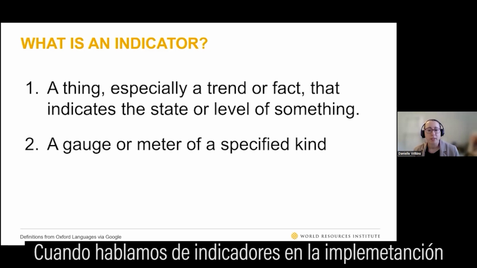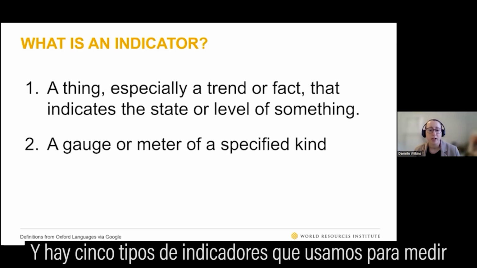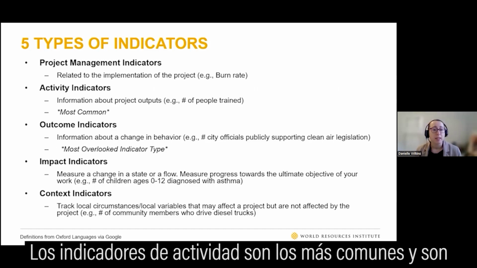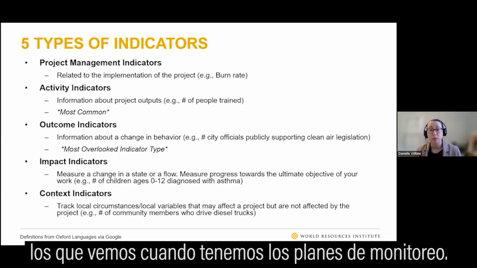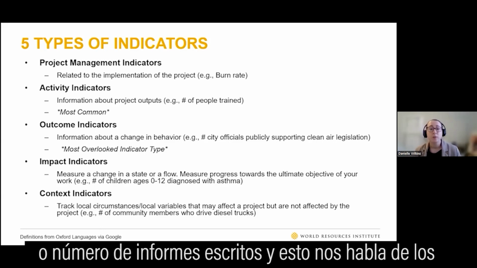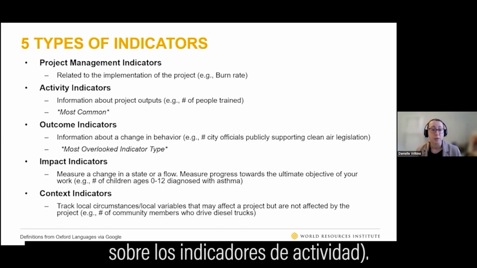When we're talking about indicators when it comes to project implementation, people tend to be less clear about what those indicators are. And there's actually 5 different types of indicators that we use to measure project success. Activity indicators are the most common types of indicators that we see when we look at project monitoring plans. There are things like number of people trained, number of reports written. They're really about the project outputs themselves. So the people have the most control over activity indicators.